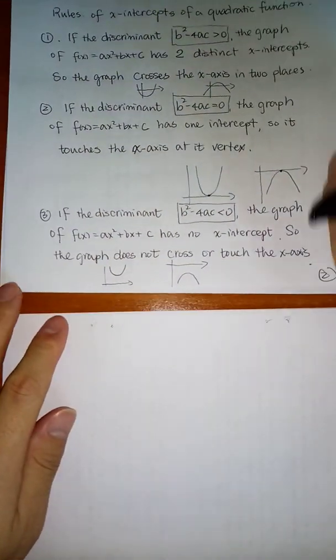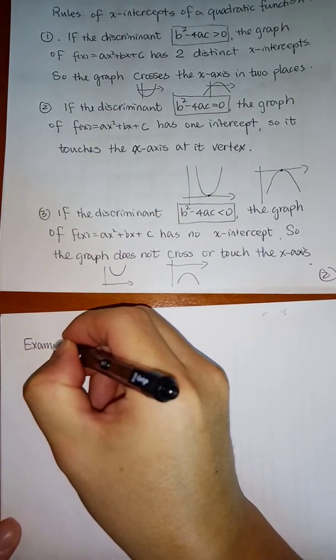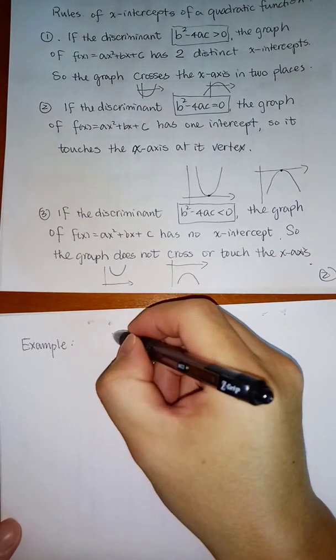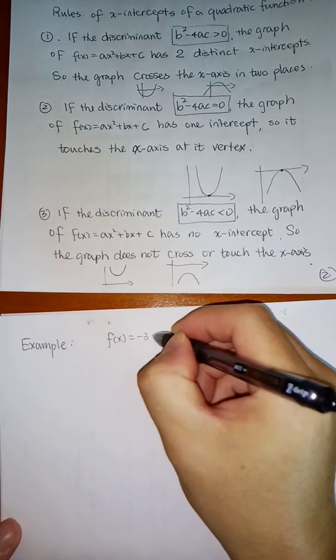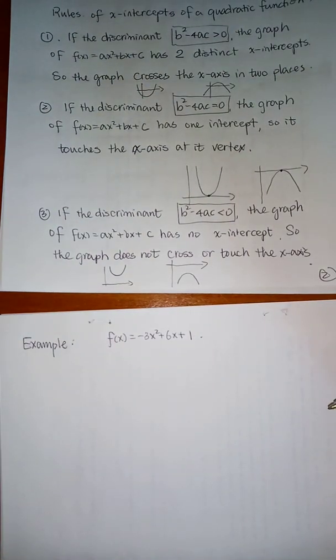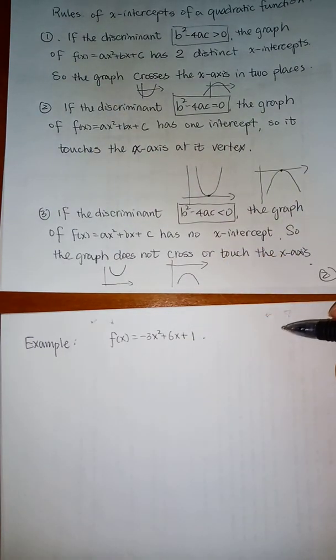Okay, let's see the example. So we still have this function. f(x) is negative 3x squared plus 6x plus 1. And first, we want to use the information we already know. We know the vertex. This is the example we had at the beginning of the lecture.